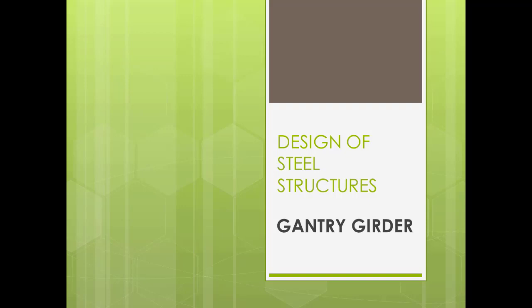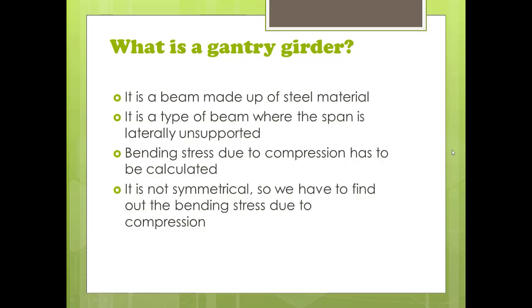So it is a topic of design of steel structures. Before starting, I would like to tell you what we mean by Gantry Girders. You might have a thought in your mind: what are the Gantry Girders made up of? Gantry Girders are nothing but a beam which is made up of steel material. It is a beam where the span is laterally unsupported.